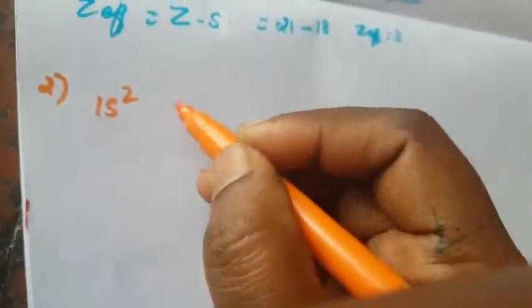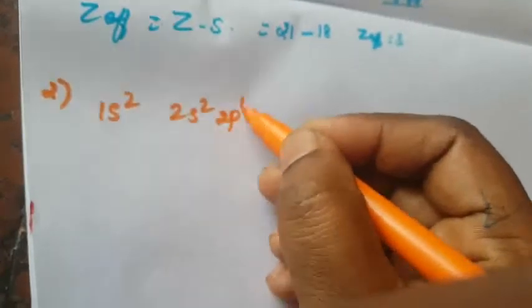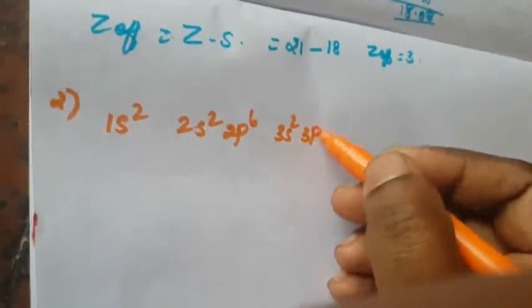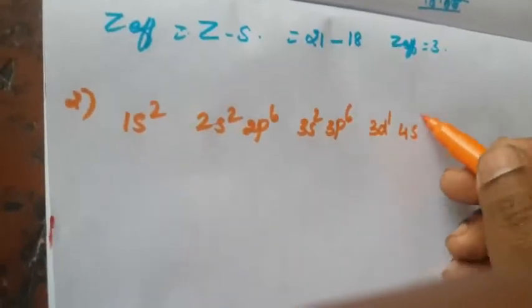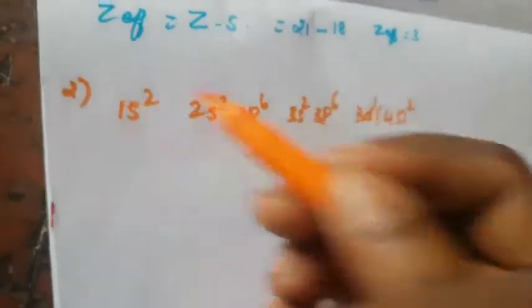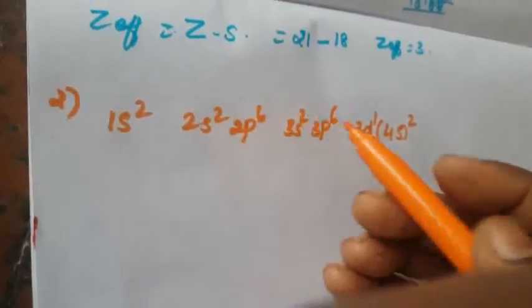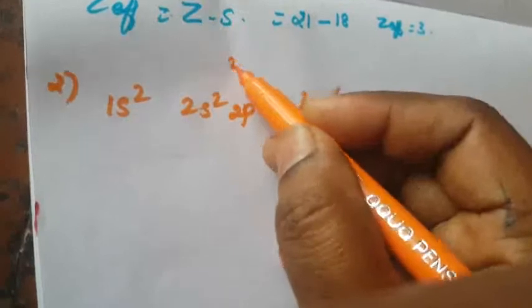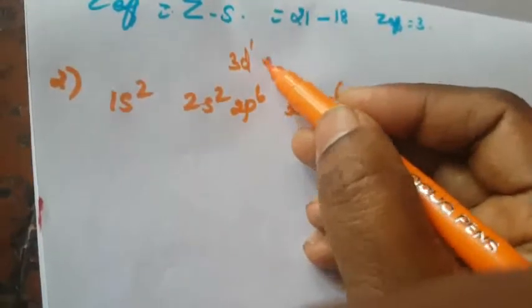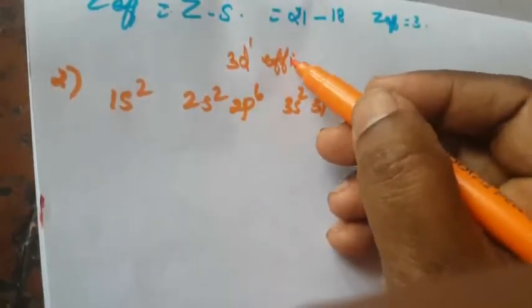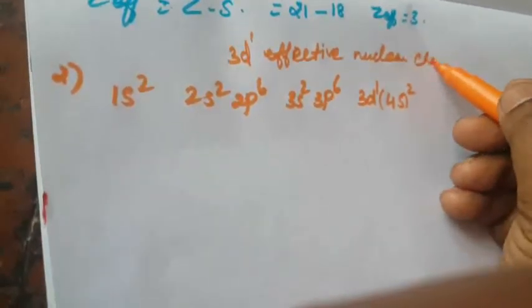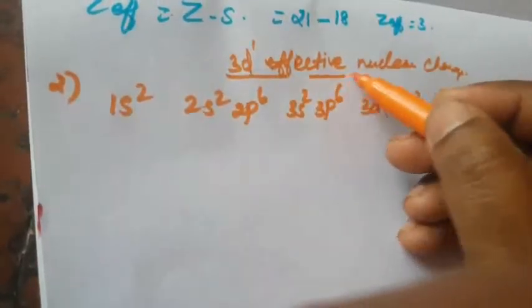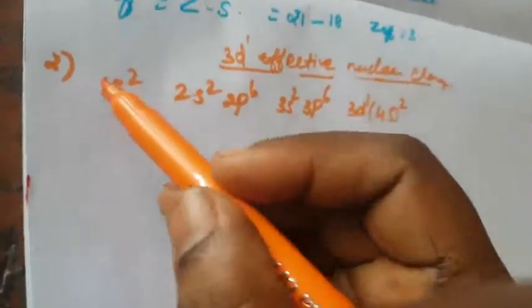In the second sum, they have already given the electronic configuration 1s2, 2s2, 2p6, 3s2, 3p6, then 3d1, 4s2. Okay, so this is the given electronic configuration. You can calculate for the 3d electron. You have to calculate the effective nuclear charge of the 3d electron. The 3d effective nuclear charge, right? So how to calculate? This is one.